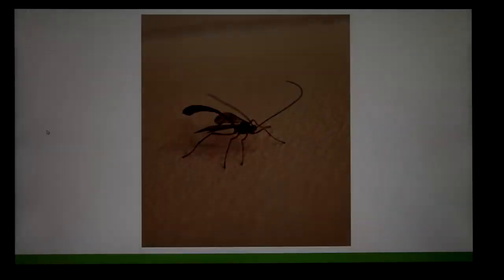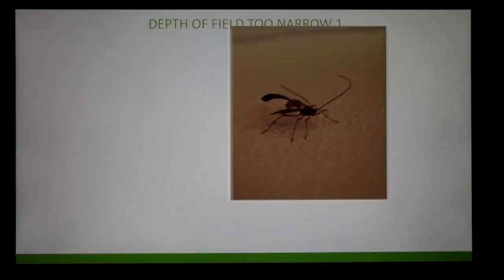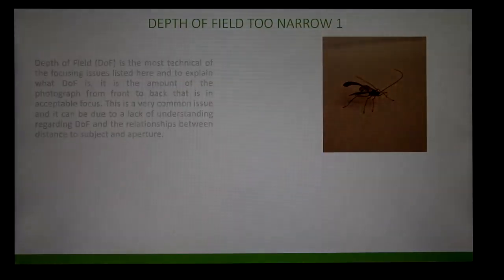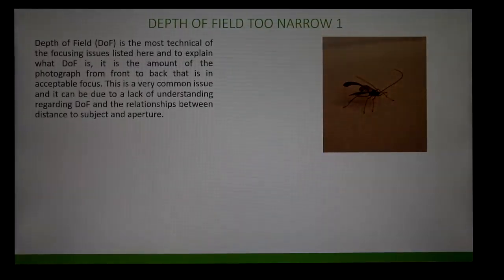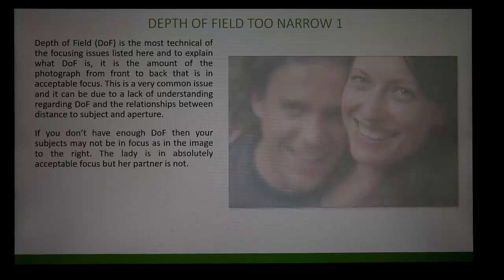Depth of field too narrow, Part 1. Depth of field is the most technical of the focusing issues listed here, and to explain what depth of field is, it is the amount of the photograph from front to back that is in acceptable focus. This is a very common issue, and it can be due to a lack of understanding regarding depth of field and the relationships between distance to subject and aperture.